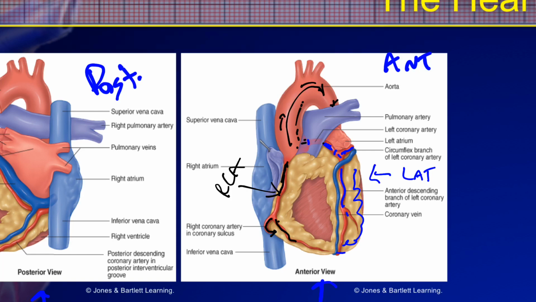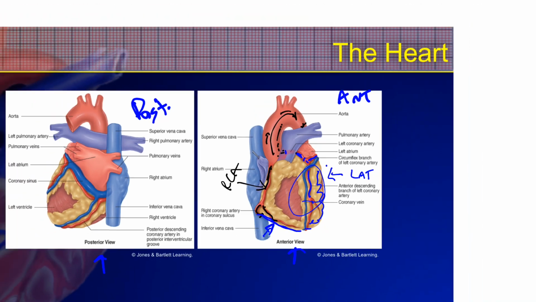Again, looking back at the RCA, I should mention this is the inferior wall. This flat part right here is called the inferior wall of the heart, and that's going to get blood flow usually from that RCA. So inferior wall MIs will often be an RCA occlusion. Anterior wall MIs will often be an LAD occlusion, and lateral wall MIs will often be a left circumflex occlusion. So that's important to remember.